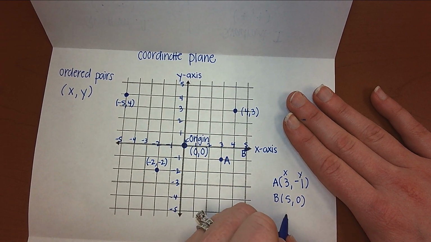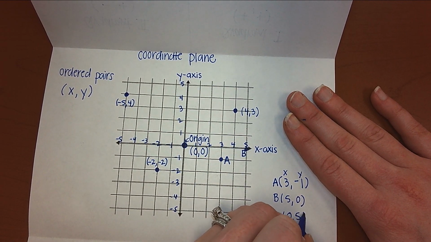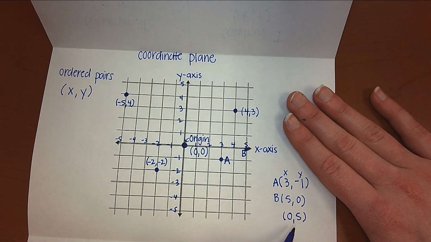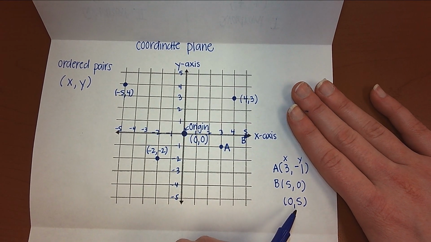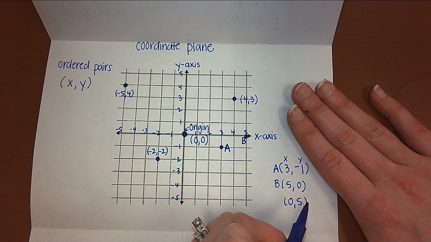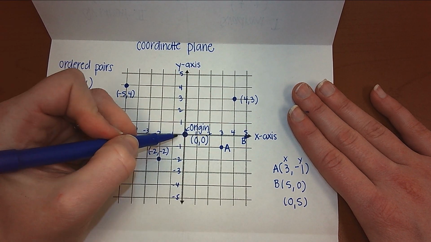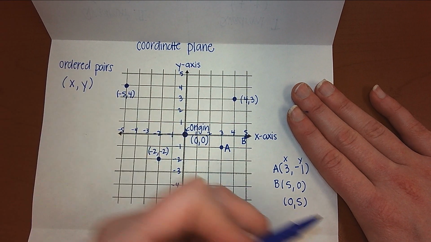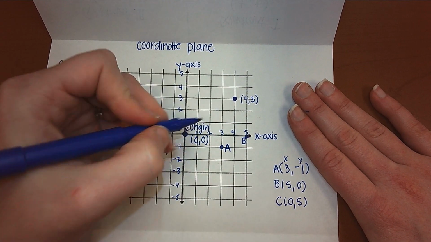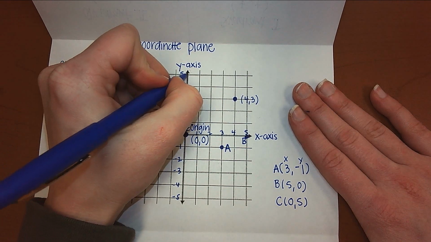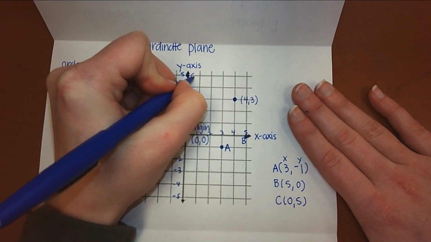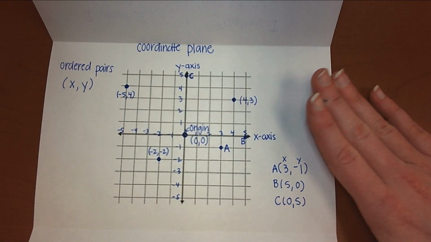5, 0 is most commonly mixed up with 0, 5. And that's because people forget what order to go. Remember that the first number is our x, the second number is our y. So in this case, our x value is 0, so we're not going to move side to side at all, but we're going to move up 5, and let's label this point C. If I go up 5, I can plot this point and label it with a capital C.